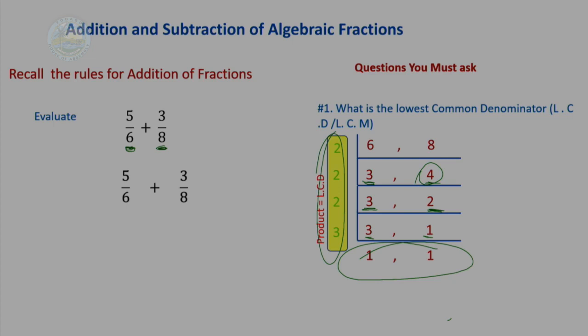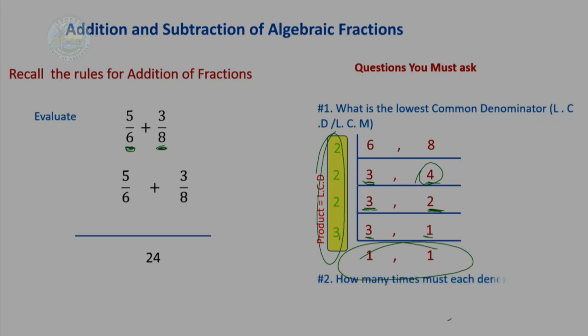Lowest common denominator here is what? When we multiply these, 3 times 2 is 6. 6 times 2 is 12. 12 times 2 is 24. Lowest common denominator here is 24. So what next do we do? We have determined our lowest common denominator. The question is, what do we do next?